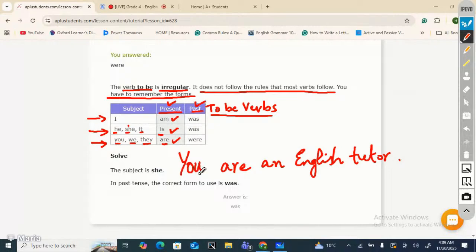I was telling you that if you change the subject, if it is you, we, or they, then the form of verb to be will be different. You are an English tutor. These three are present tense verb to be. But if you talk about past, the verbs to be will be different.